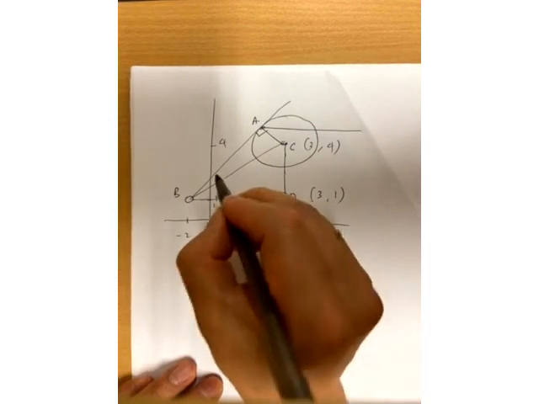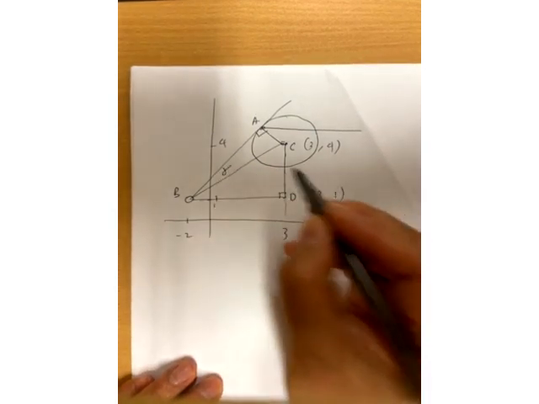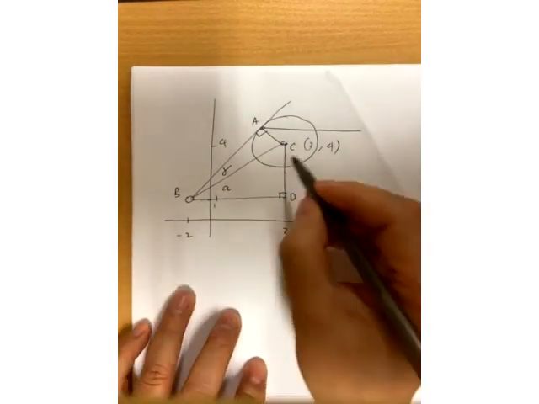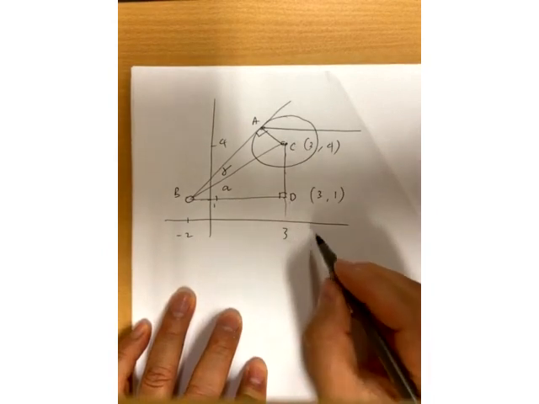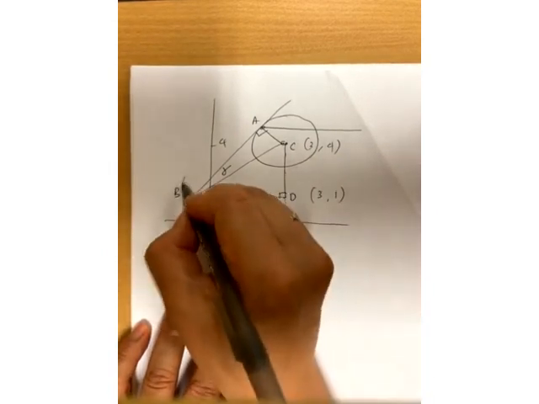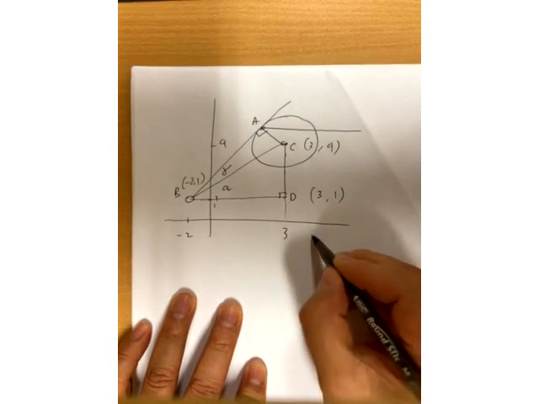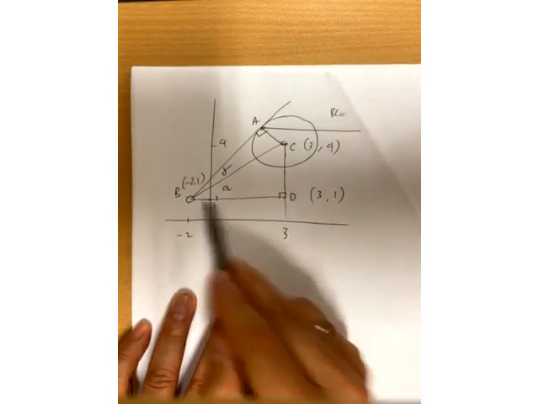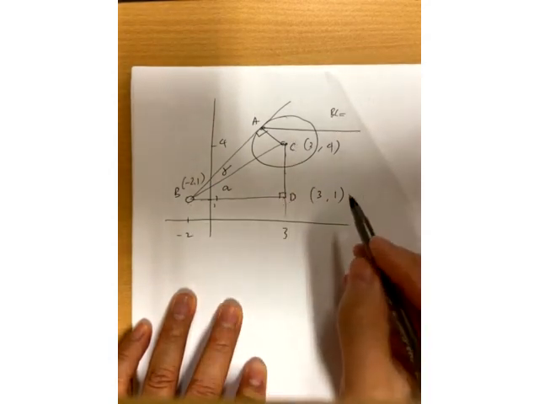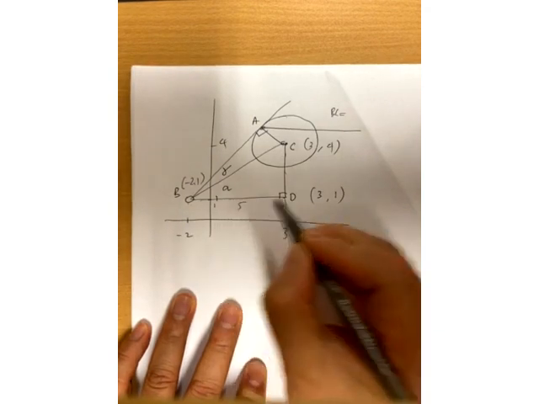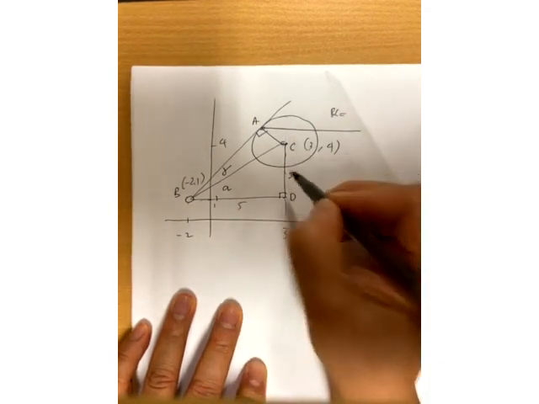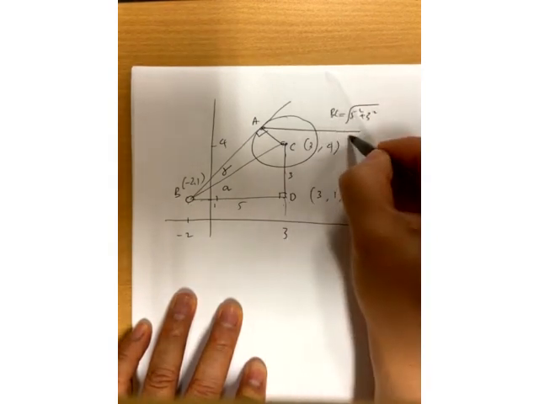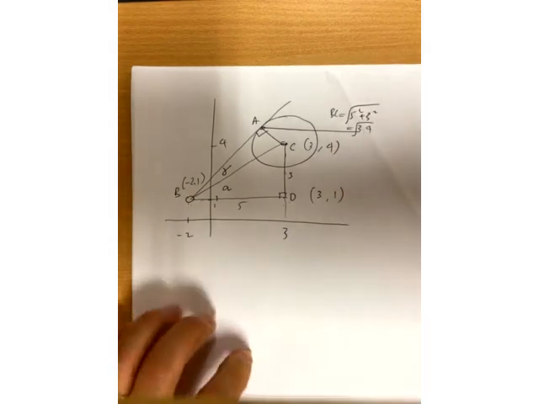Now, to find this angle, let me call this gamma, and let me call this point A. So BC, by the way, is just the distance formula because B is (-2, 1). BC is nothing more than the square root of BD squared plus CD squared, where from B to D is 5 and from C to D is 3. So that's just the square root of 5 squared plus 3 squared, and the answer is root 34.